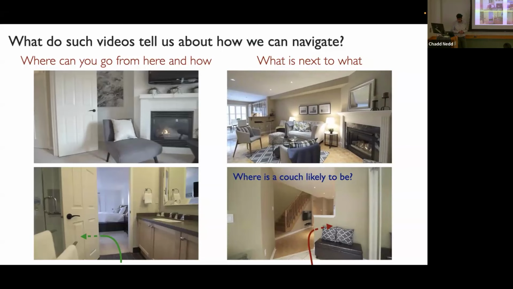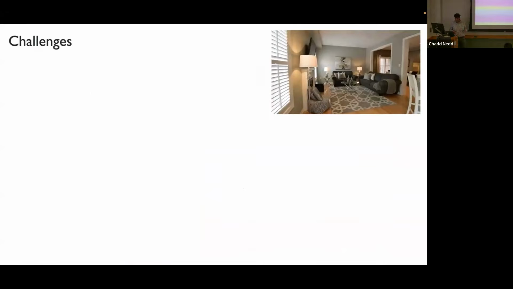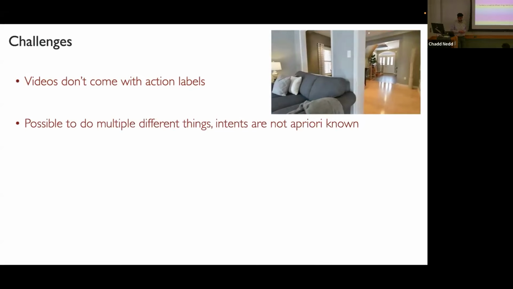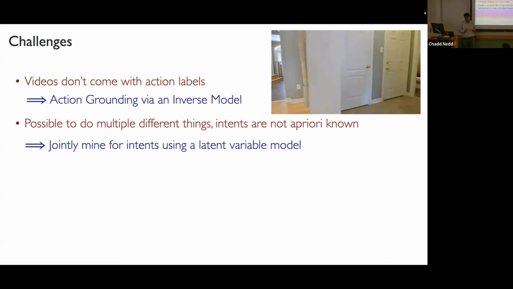I'll talk about two papers which get at this. This is a little bit old work. Here's the setup. I have these videos. They don't come with action labels, so that's one problem to deal with. The second is that it's possible to do multiple different things and intents are not known yet. We tackle these problems by action grounding with an inverse model and by jointly binding intents using a latent view. Let me say more about that.